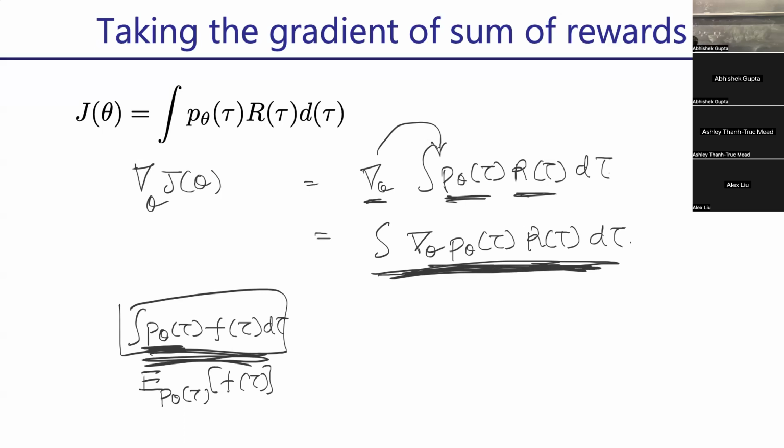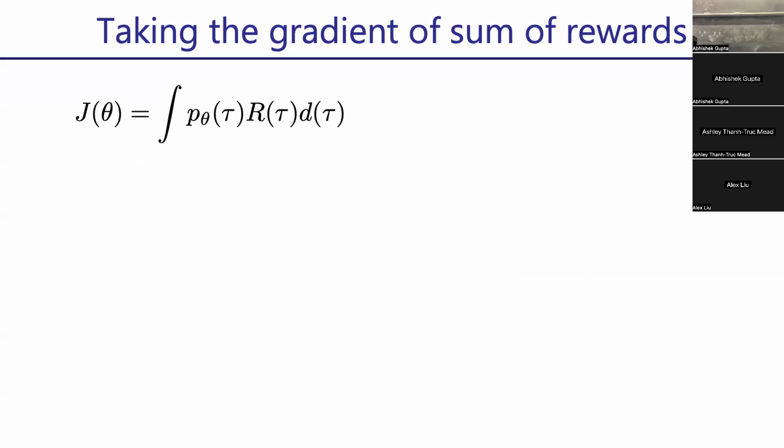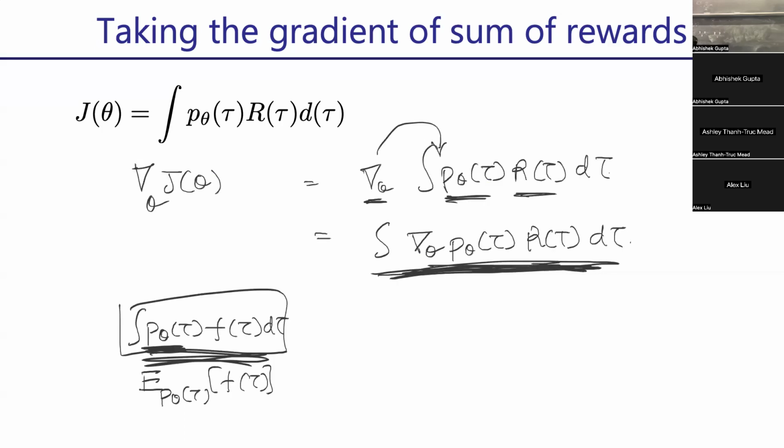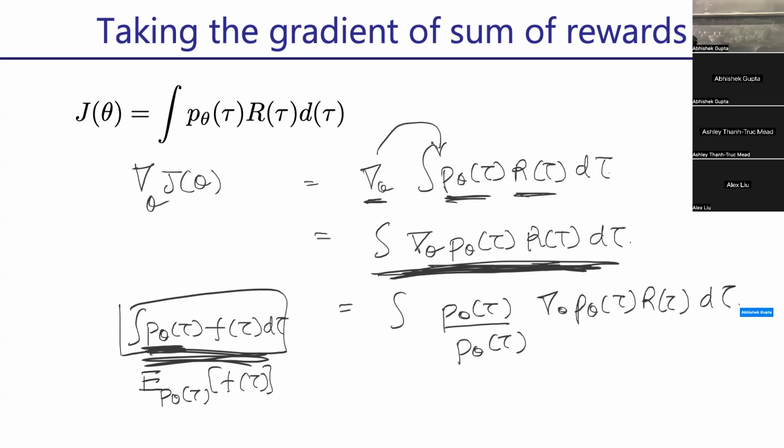No? Okay, this was actually kind of hard, so I'm going to tell you. We're going to do a really simple trick: we're going to multiply and divide by p theta tau. So we multiply by p theta tau, divide by p theta tau, grad theta p theta tau, r tau. Multiply and divide doesn't change anything, right? And now we're going to try and group this together.